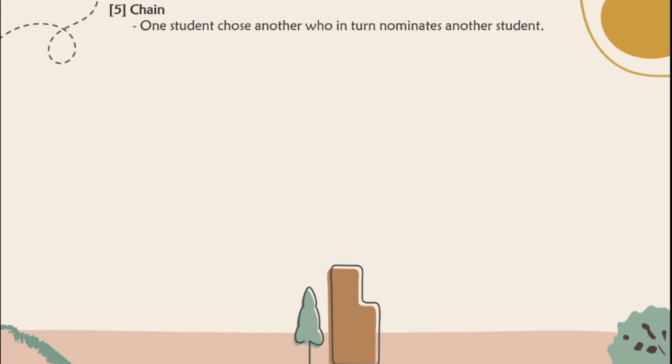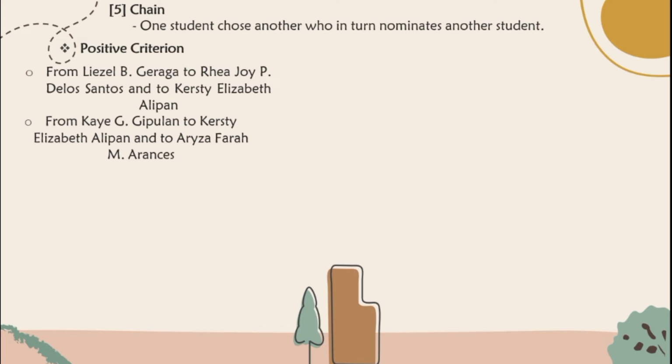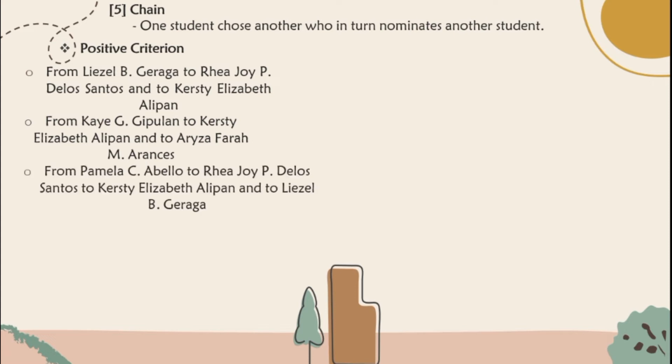Chains. A chain is when one person nominates another, who in turn nominates another child. This term is usually reserved for describing the first level nominations only. Chains have a tendency to lead toward a star. Positive criterion: from Lizelle B. Hiraga to Rhea Joy P. De Los Santos and to Kirsty Elizabeth Alipan. From K.G. Hipulan to Kirsty Elizabeth Alipan and to Ariza Farah M. Arances. From Pamela C. Abello to Rhea Joy P. De Los Santos, to Kirsty Elizabeth Alipan and to Lizelle B. Hiraga.